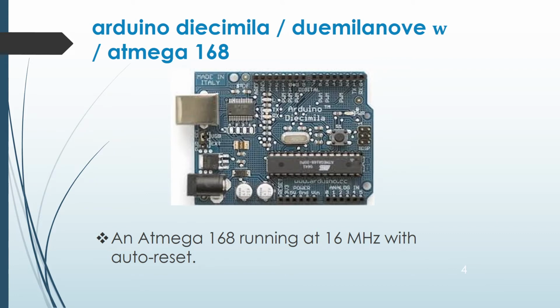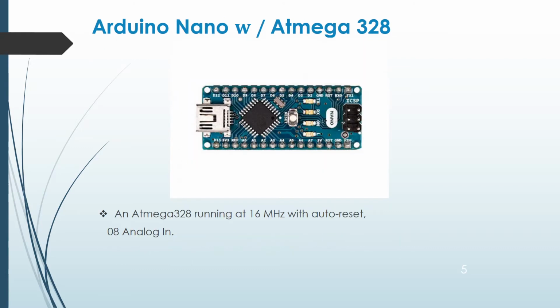Next, it is Arduino Duemilanove, which is also said to be an ATmega168, running at 16 MHz with auto reset functionality. Next is Arduino Nano with ATmega328. So this is a nano version of it, which is having 16 MHz with auto reset and 8 analog inputs.